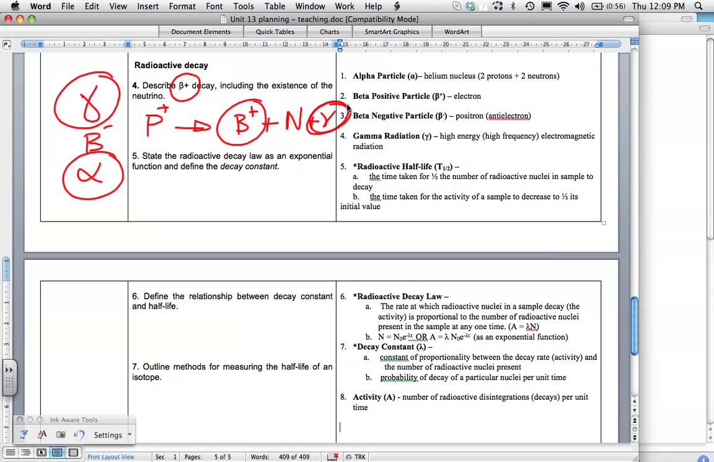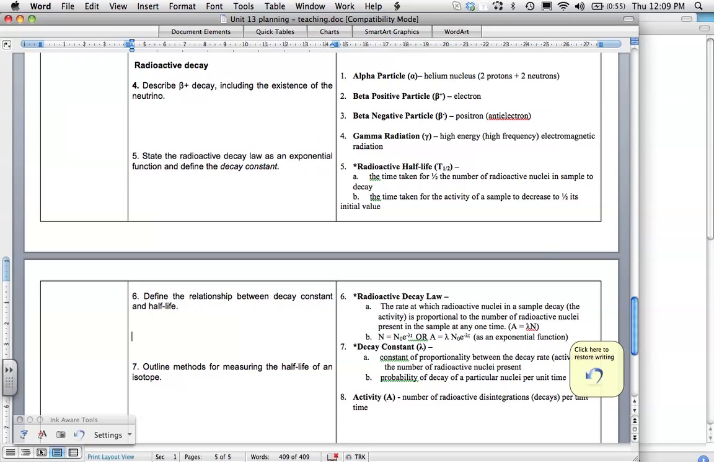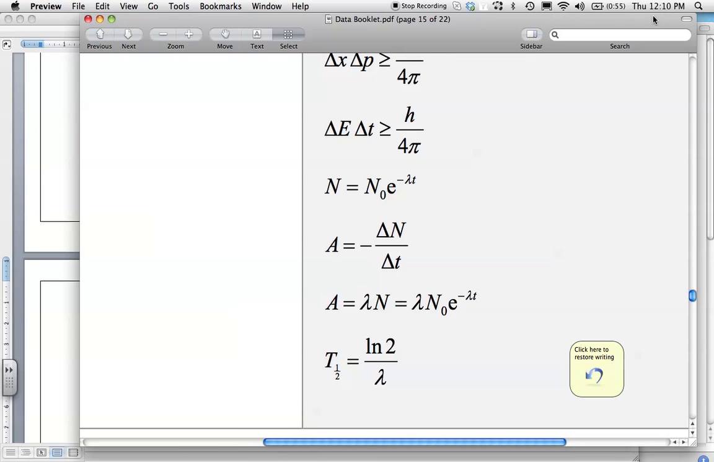Now, I'm going to actually show where these radioactive decay laws come from, and we'll discuss those in detail. We also discuss this formula looking at the relationship between the decay constant and the half-life. We'll go through all of those formulas shortly. So let me bring up the data booklet.